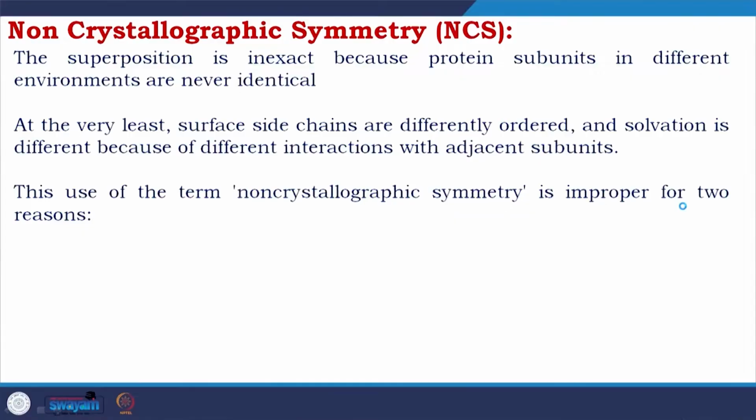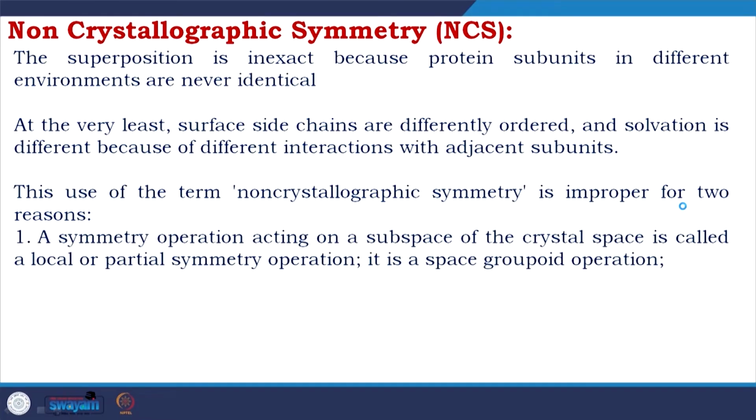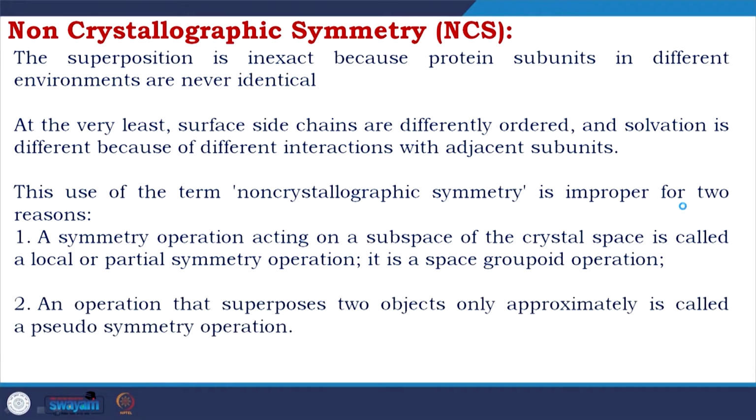This is one amino acid, this is the same amino acid, but the side chain rotations being exactly the same is not possible. The use of the term non-crystallographic symmetry is improper for two reasons. One, a symmetry operation acting on a subspace of a crystal space is called a local or partial symmetry operation. It is a space groupoid operation. Second, an operation that superposes two objects only approximately is called a pseudo symmetry operation.